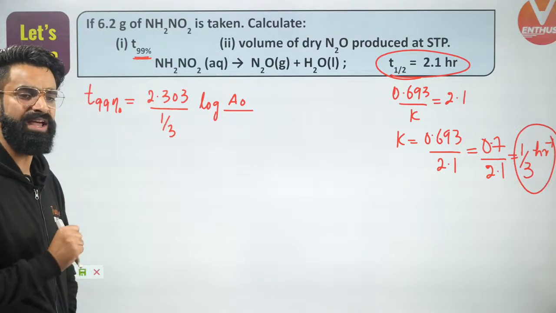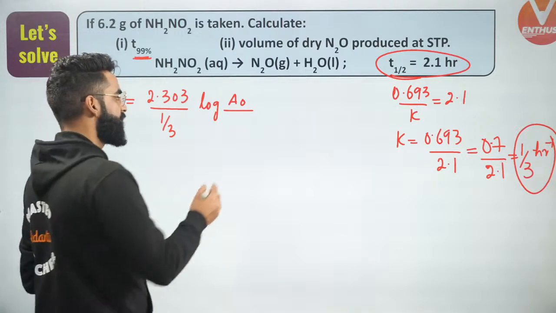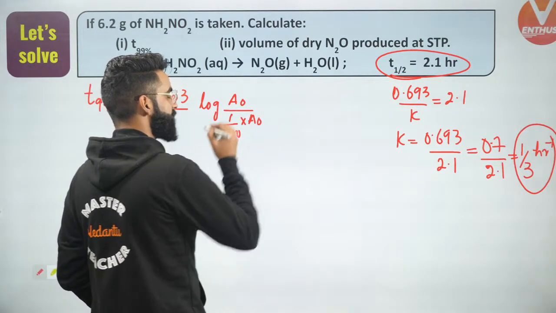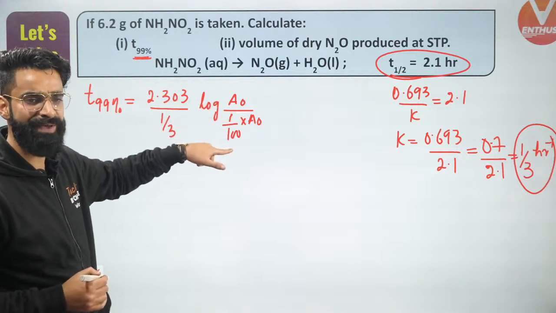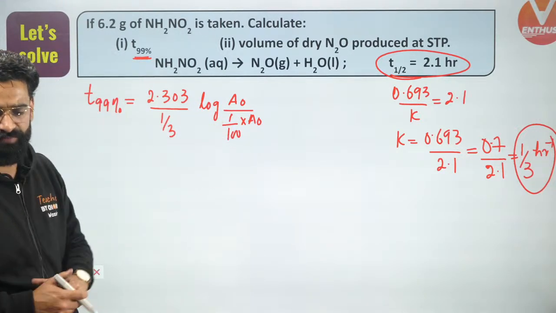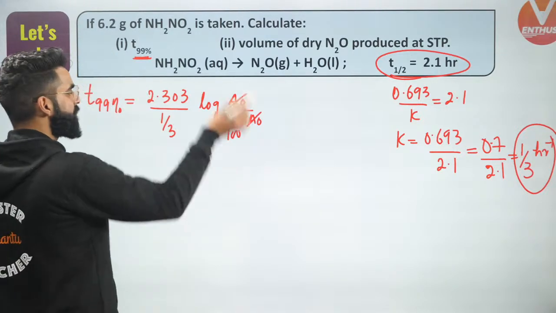So at that time I'll be left with what? I'll be left with 1% of reactant. 1% of A naught will be left. 1% of A naught means 1 divided by 100 multiplied by A naught will be left. So it is log of A naught divided by A, and A is the concentration of reactant left when 99% of the reaction is completed. So A naught got cancelled, and that 100 goes up.